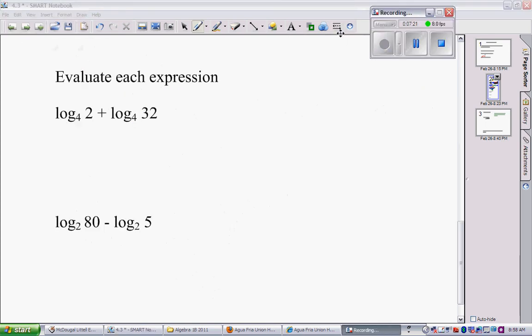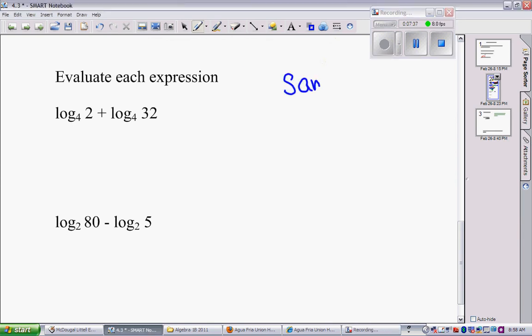We are now going to evaluate the expressions by using the law of logarithms and then converting them to exponents to evaluate. So we're starting with log base 4 of 2 plus log base 4 of 32. Now they must be the same base. And they are. In this one it's 4. So they're adding. We're going to rewrite them as multiplying: log base 4 of 2 times 32, which goes to 64.